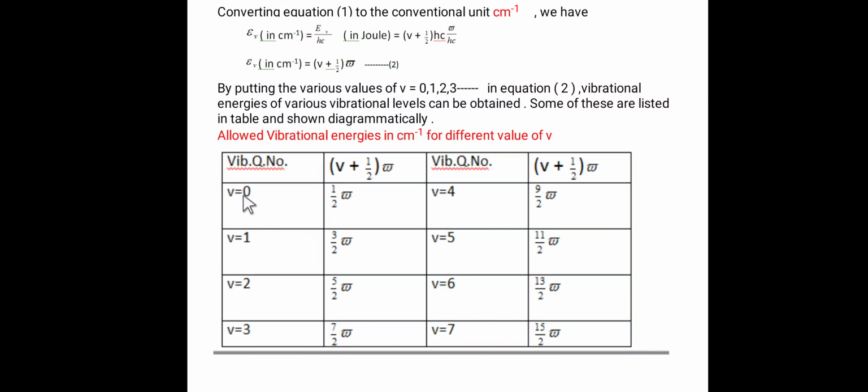So, let us substitute the first value, V is equal to 0. When we substitute V is equal to 0, 0 plus 1 half, so 1 half omega bar. Then the second one is V is equal to 1. So, 1 plus 1 half, that is 3 by 2, so 3 by 2 omega bar. Then V is equal to 2, the vibrational energy is 5 by 2 omega bar. V is equal to 3, 7 by 2 omega bar. V is equal to 4, 9 by 2 omega bar. Just substitute 4 instead of V. V is equal to 5, 11 by 2 omega bar. V is equal to 6, 13 by 2 omega bar and so on. So, these are the allowed vibrational energies in centimeter inverse for the different values of the vibrational quantum number.